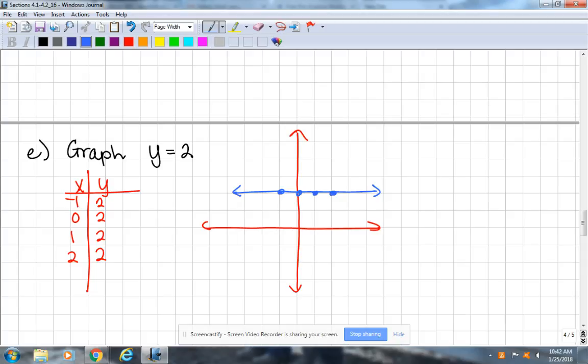So the equation kind of tells you what it's doing, right? Y equals 2 means we're crossing the y-axis at 2. And you just have to memorize that it's horizontal. So y equals a number is going to be a horizontal line every single time.